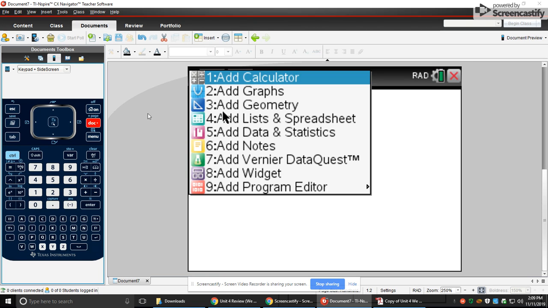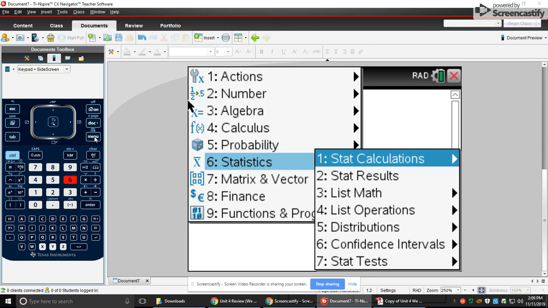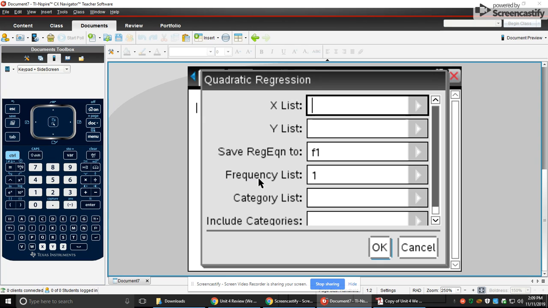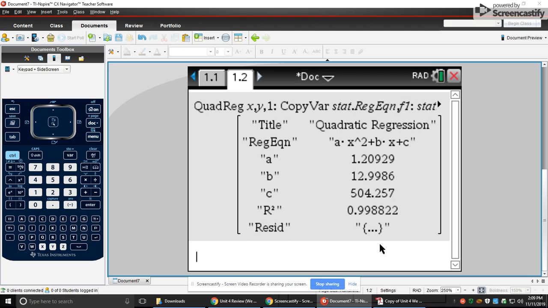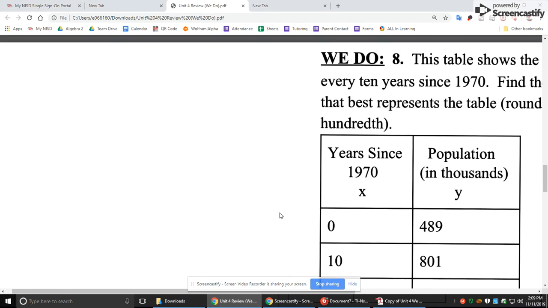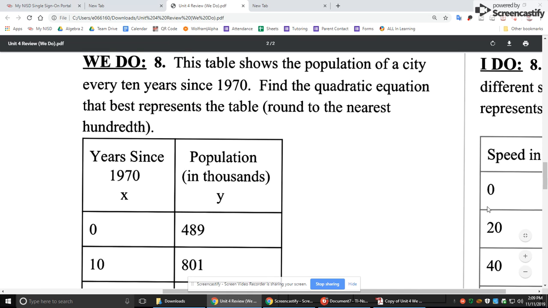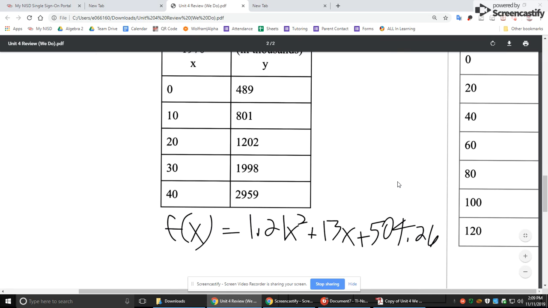Control, Doc, 1, Menu, 6, 1, 6. X list is X, Y list is Y. Hit OK. There's your function. That's enough for your A, B, and C. So I'll go back and I'll show you what I wrote down. I wrote down my A, B, and C. Oh no, I forgot to write that down, but that's okay.